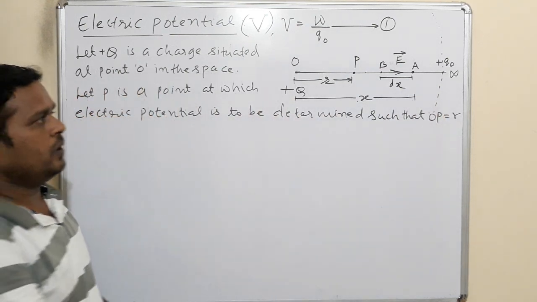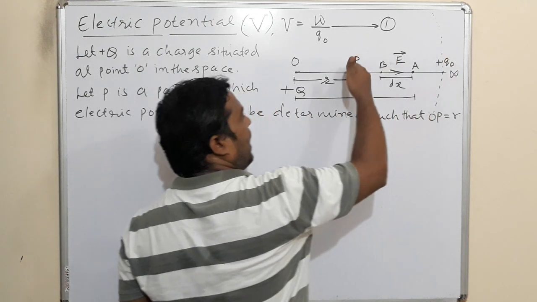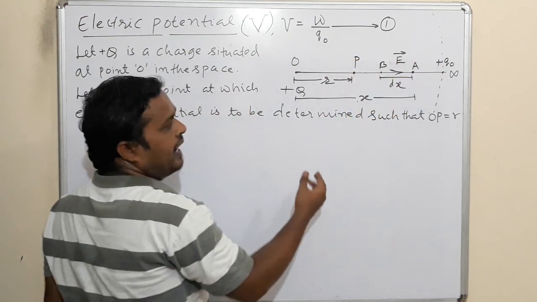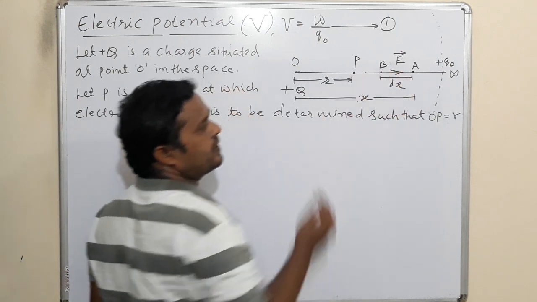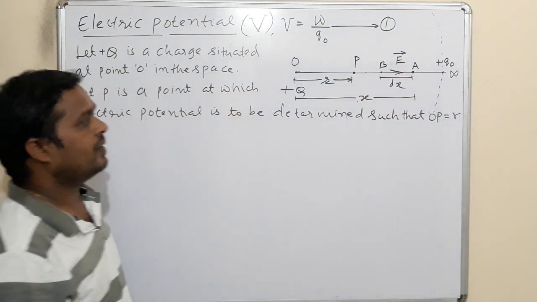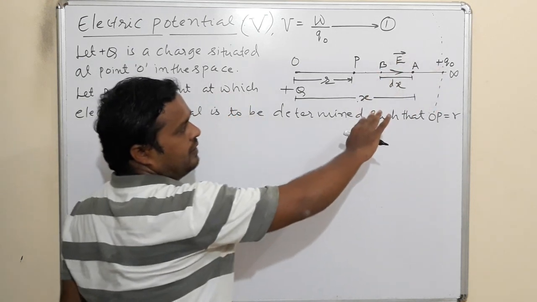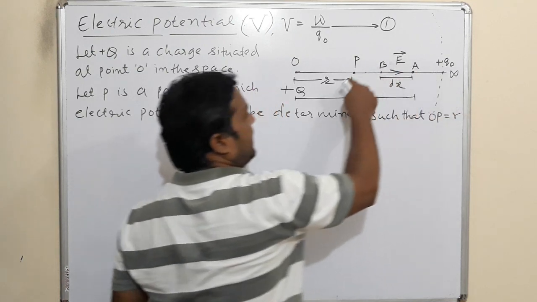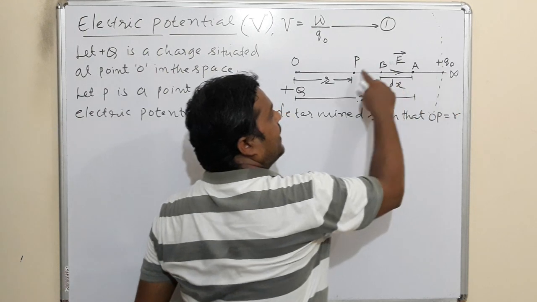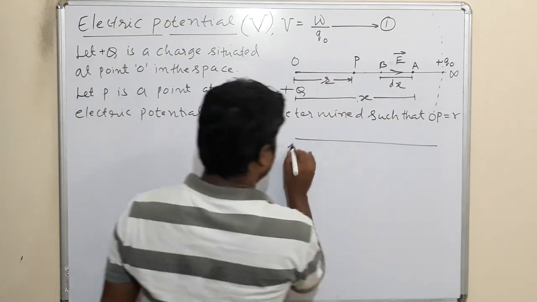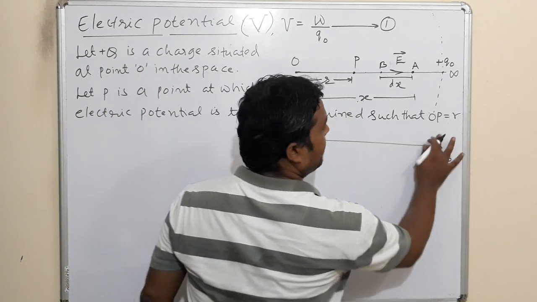Then instead of calculating the work done from infinity to point P, I will first calculate the small amount of work done in moving the charge from A to B. Then I will integrate this work to get the total work done within the limits of infinity to r. Originally this is q naught, and this is plus Q. Q naught is here.